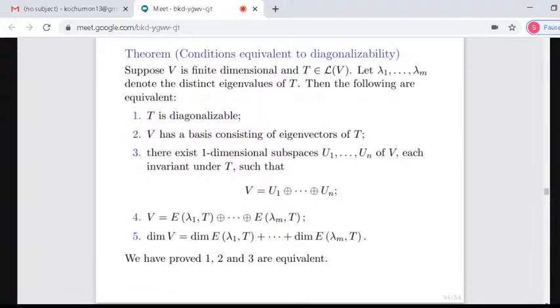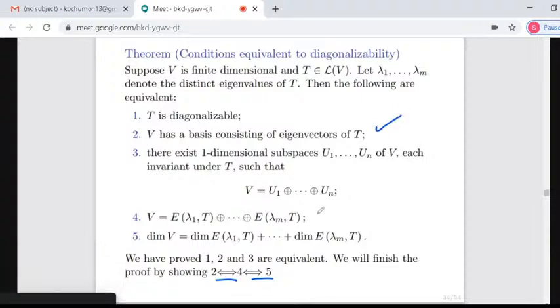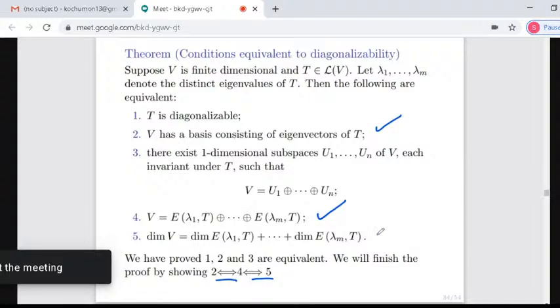Now I am recalling the theorem again. So we have shown that 1 is equivalent to 2, and these 3 are equivalent. This equivalence of all these things we have shown. And now we will show these 2 are also in the loop. How do we show that? We will show that 2 implies 4 and 4 implies 5. Okay, let us proceed. So 2 is V has a basis with eigenvectors, and 4 is V is a direct sum of eigenspaces, and 5 is this one.